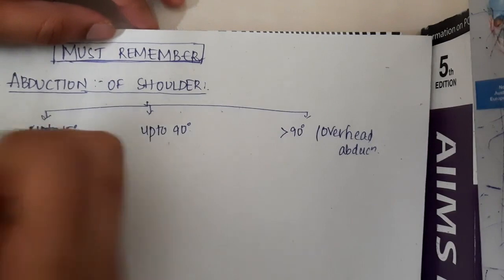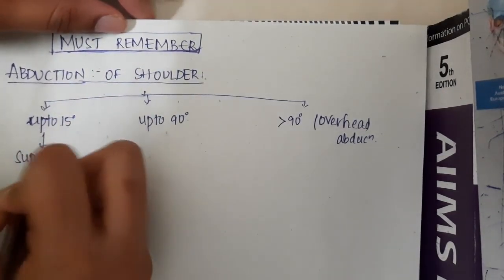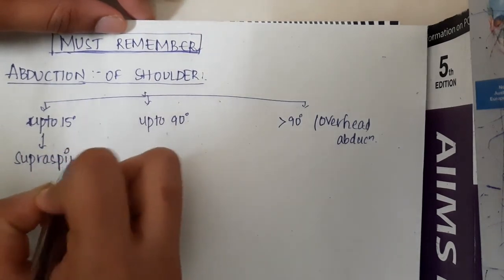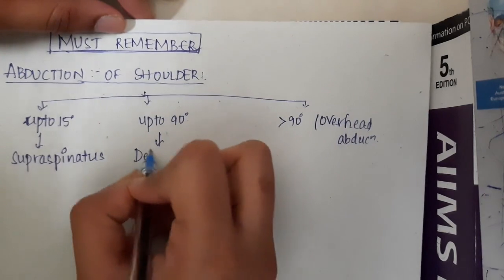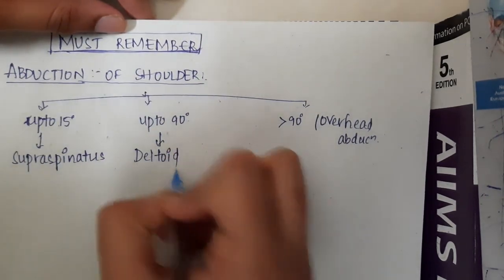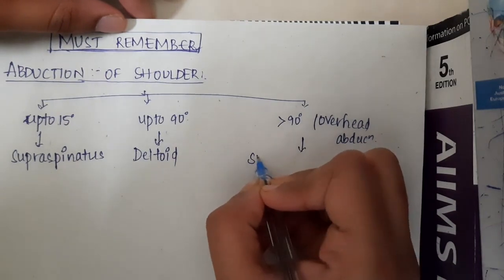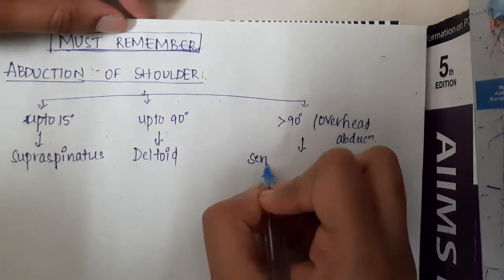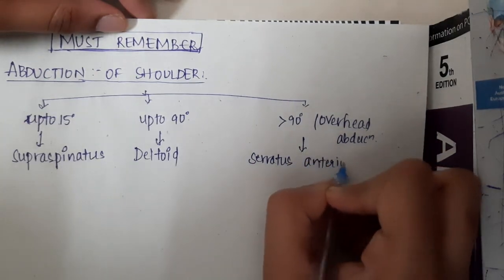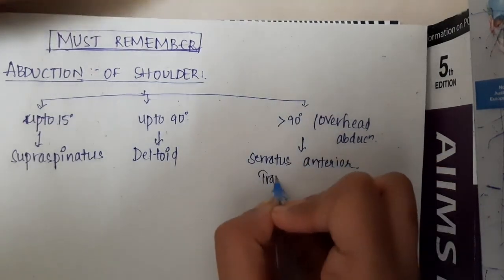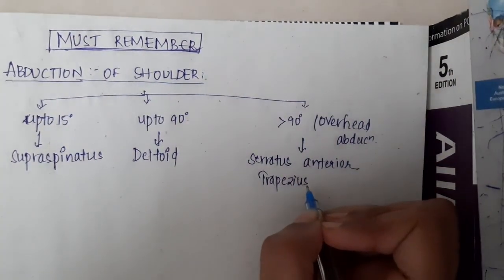Up to 15 degrees is mainly done by supraspinatus. The muscles which actually do this abduction are very important. Up to 15 degrees by supraspinatus, up to 90 degrees by deltoid, then overhead abduction is mainly by serratus anterior and trapezius. This is very important and this question has been asked a couple of times.